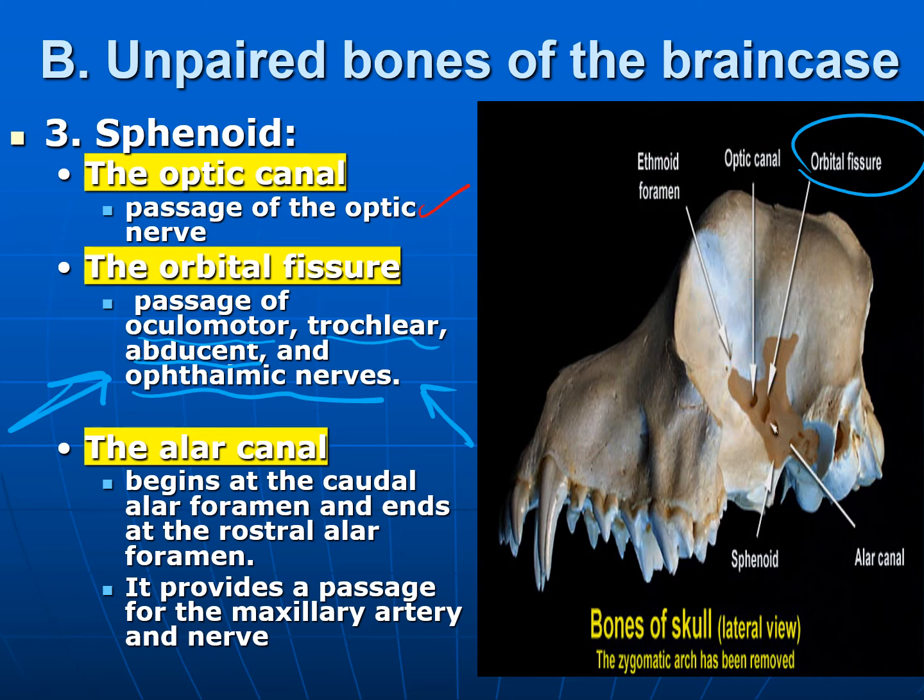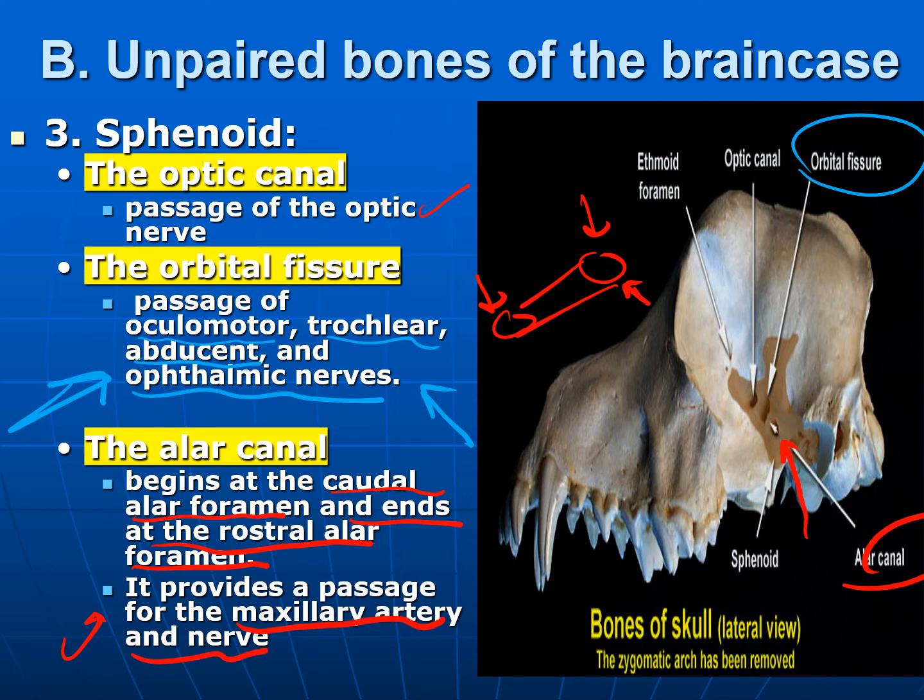After that, we have this canal here. This canal is called the alar canal. As a canal, it has a start and it has an end. It starts from the caudal alar foramen and it ends at the rostral alar foramen. The importance of this is that it's a passageway for the maxillary artery, vein, and nerve. Very important.